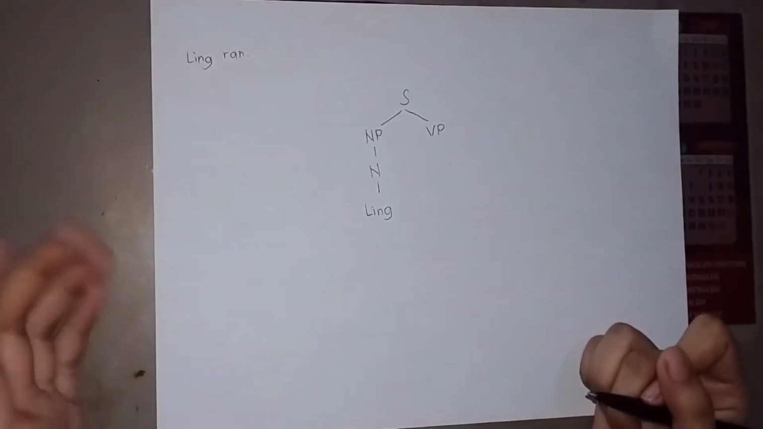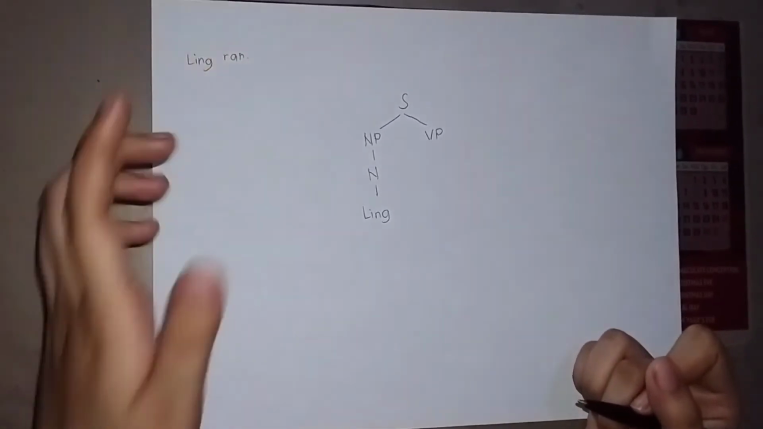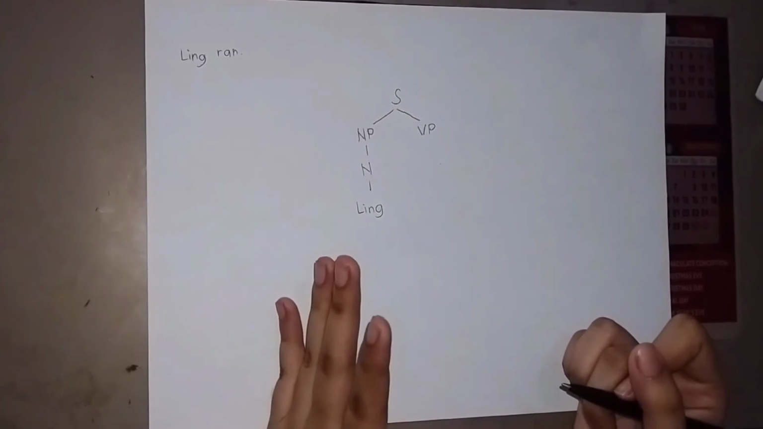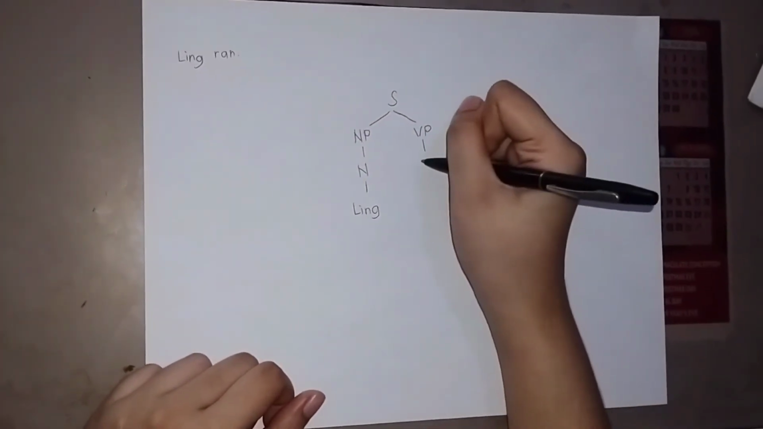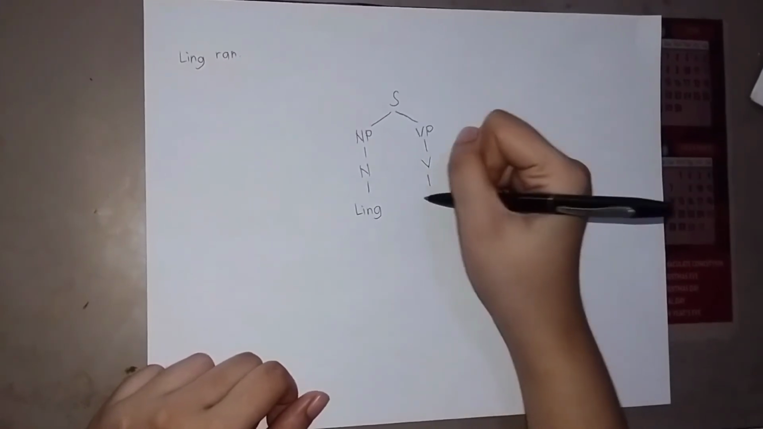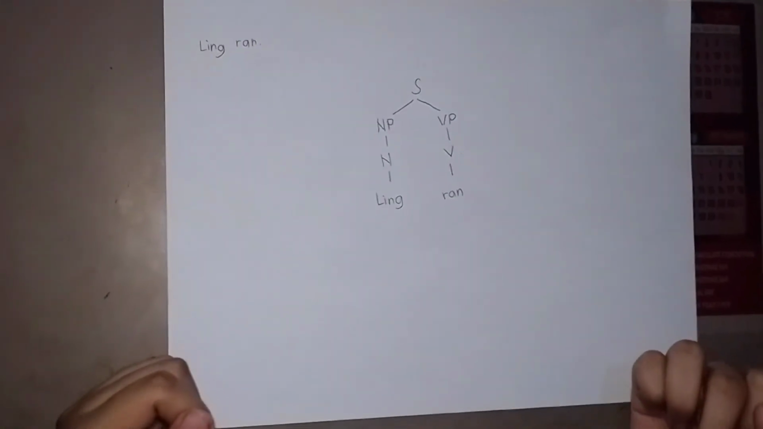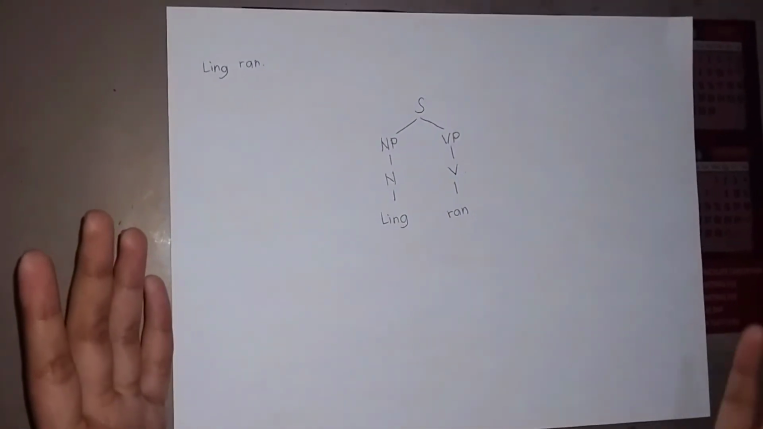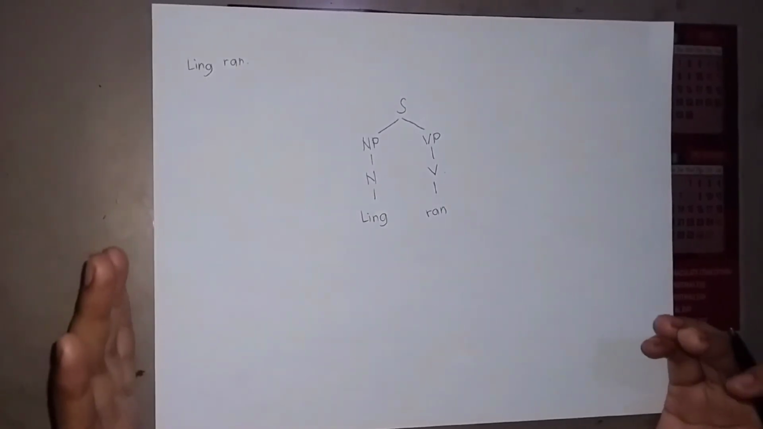After that, we have the verb run. And just like what we did earlier, we have to specify first that it is a verb before proceeding on writing it down. Just like this. So this is a very simple tree diagram just to help you familiarize first. Now, let's move on and make it a bit more complicated.